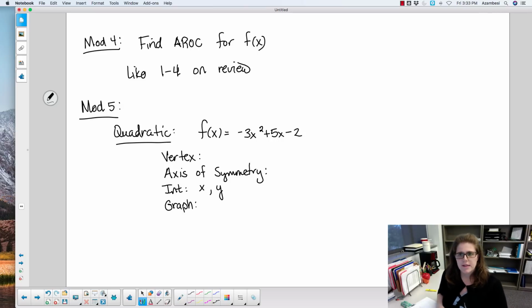So your homework has stepped through all of these things, and really finding the vertex, the axis of symmetry, the x and y intercepts, it'll help you graph it. So all of those things you should put together for the graph. You'll also have an applied quadratic.